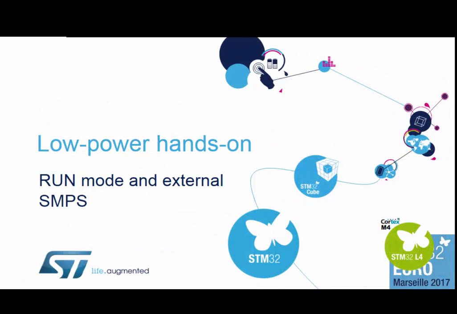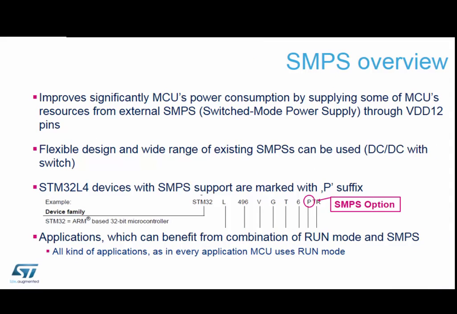So now I would like to propose doing a hands-on with SMPS. At the beginning, I would like to provide you some preliminary information regarding this subject. We know already that the purpose of using SMPS with STM32L4 is to reduce significantly the current consumption of the micro. And the implementation is that we have two new pins called VDD12, which we use to supply the VCore domain directly. In terms of design and implementation of SMPS, this is of course external circuitry. So there is flexibility on your side in how you want to implement this. SMPS consists of a DC-DC converter and a switch, and you can select which components from which vendor you want to use in your application.